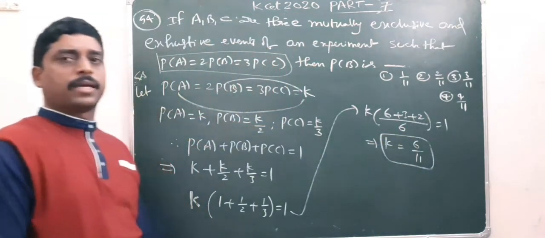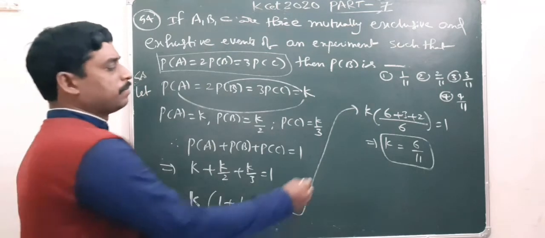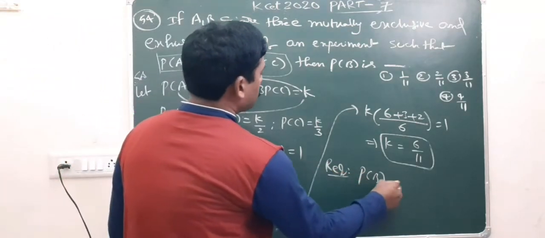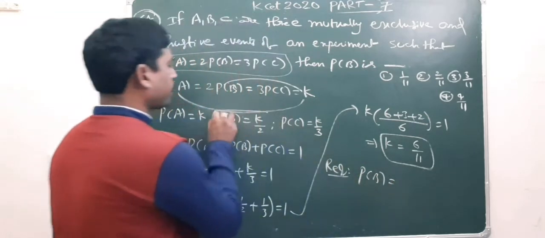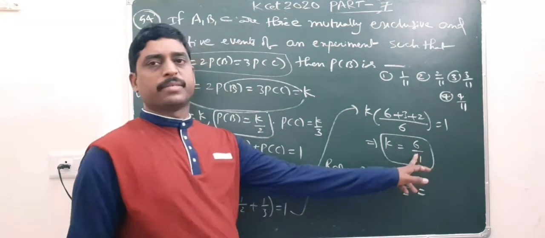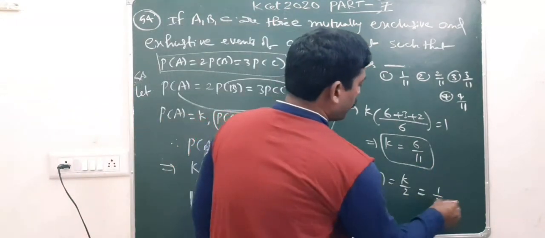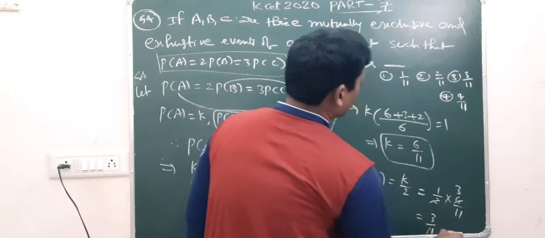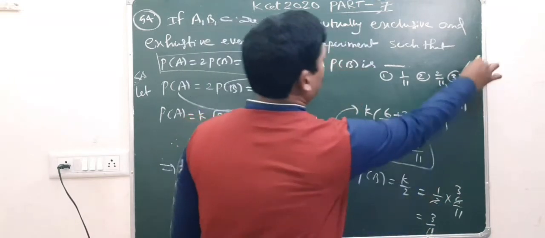By cross product, K is equal to 6 by 11. But what is required? Required is P of B. P of B is equal to K by 2. The K value we got is 6 by 11. So 1 by 2 into 6 by 11 is nothing but 3 by 11. Which option is correct? Option 3 is correct.